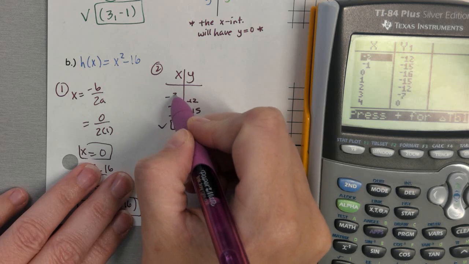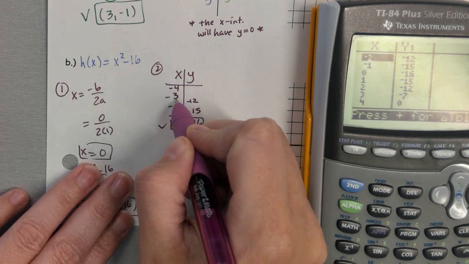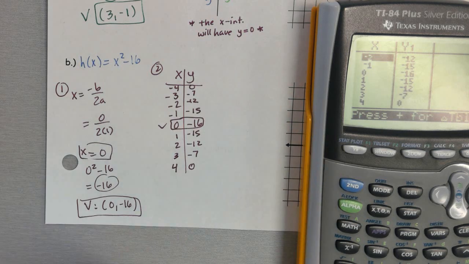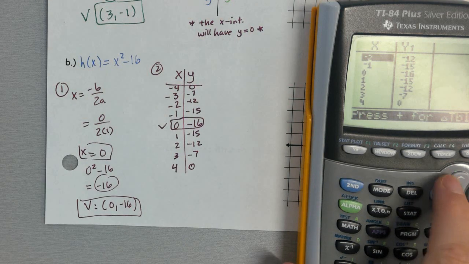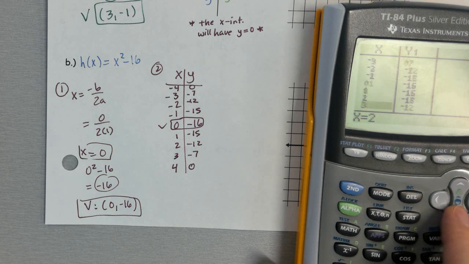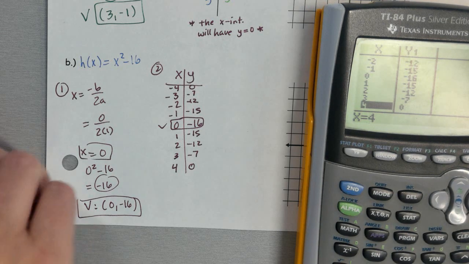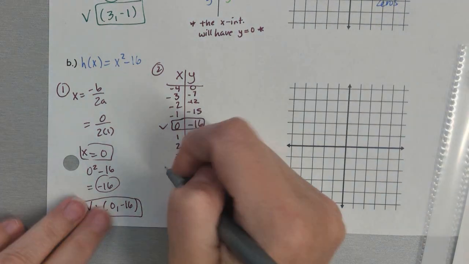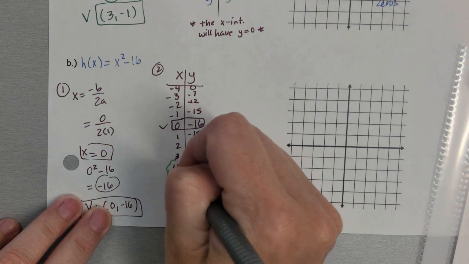So yay. So at negative 3, I'd be at negative 7. At negative 4, I'd be at 0. And I can verify that by scrolling. You can use your arrow. So you want to include the values until you find your 0, or else it's not going to cross the x-axis.